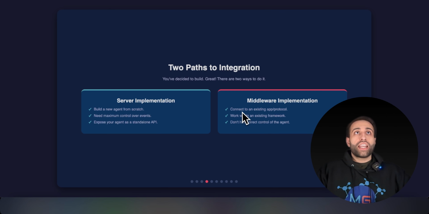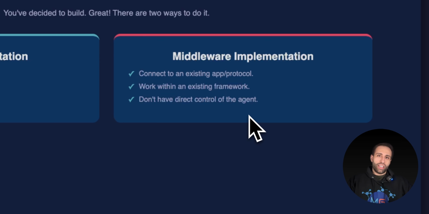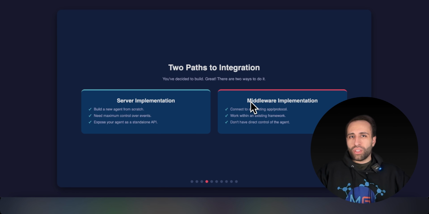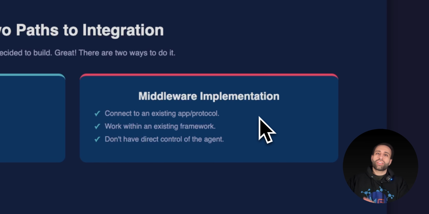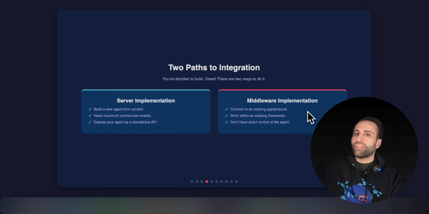If not, and if you don't have direct control of the agent that is created and you don't have that flexibility there, the middleware implementation may be a better choice for you, because this will respect however the agent is created. It becomes like a translator to convert your current agent actions to events that are AGUI friendly and can be rendered in your front end.